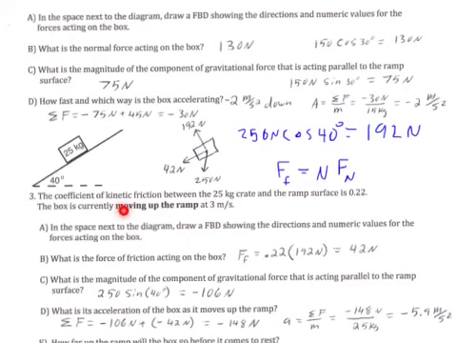And since the object is moving up the ramp, friction always acts in the opposite direction. So I'm going to draw 42 newtons in the downward direction. This would be the properly drawn free body diagram in this case.